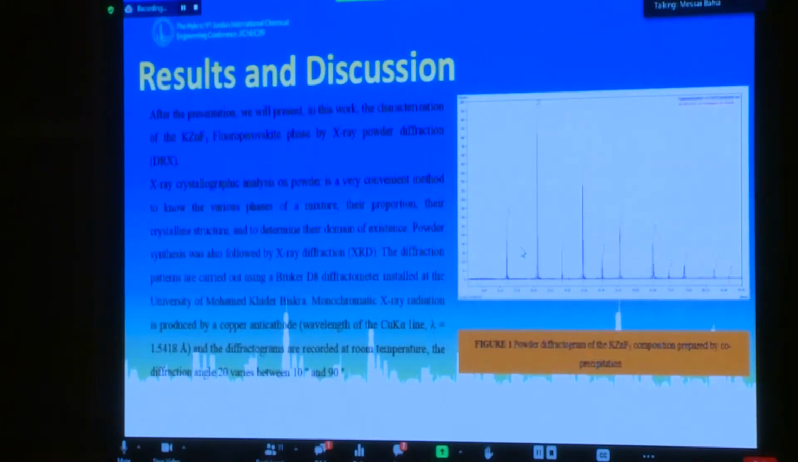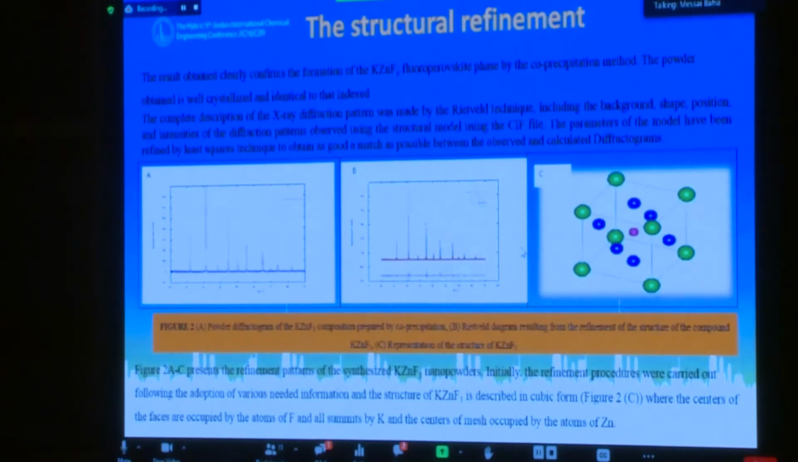The X-ray crystallographic analysis of powder is a very convenient method to know the various phases of the mixture, the proportion, the crystalline structure, and to determine their domain of existence. The X-ray diffraction of this study is made using a Bruker D8 diffractometer installed in the University of Mohammed research lab. We can see in figure number 1 the powder diffractogram of the KZnF3 composition prepared by co-precipitation.